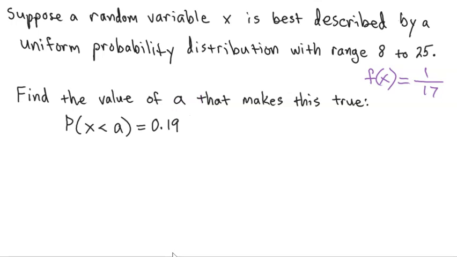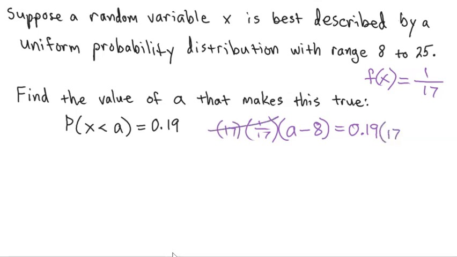This is saying find the value of A that makes this true. X is less than A, okay, so the probability that X is less than A would equal 0.19. So we're going to set up our formula here. It's going to be 1/17 times, and since it's a less than, we're going to use this 8 right here. The probability 1/17 of A minus 8 would be equal to 0.19, okay? And so, like I said in the last one we did, the best thing to do here is probably to multiply by 17 to cancel the fraction.